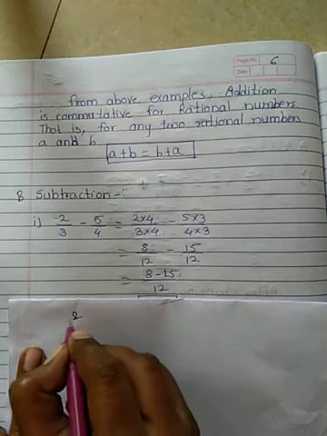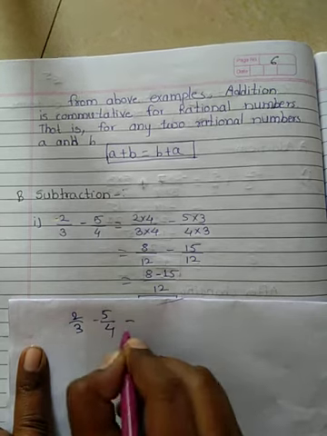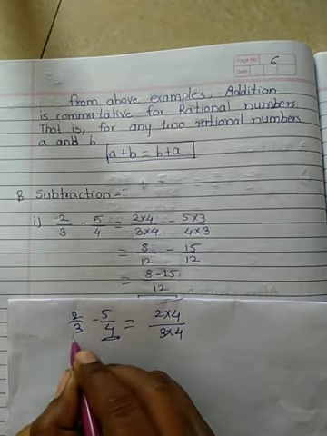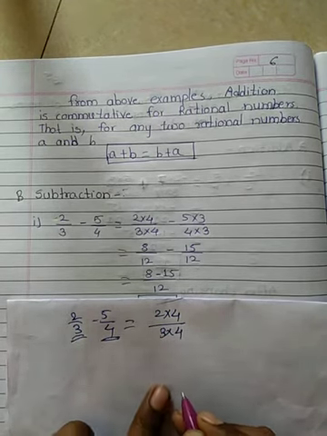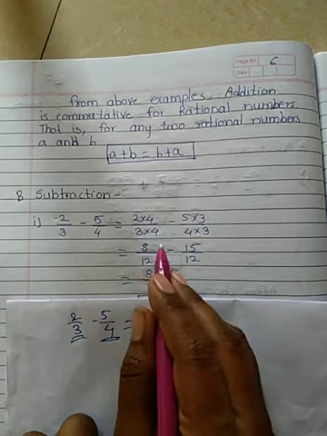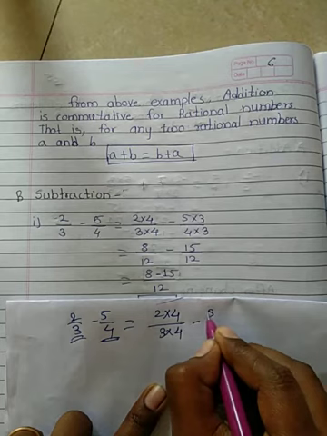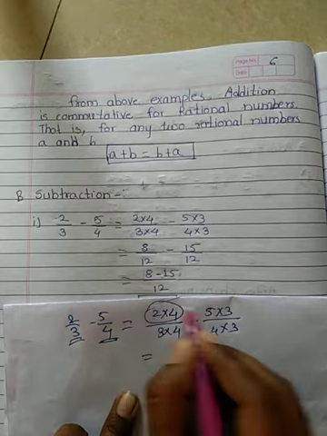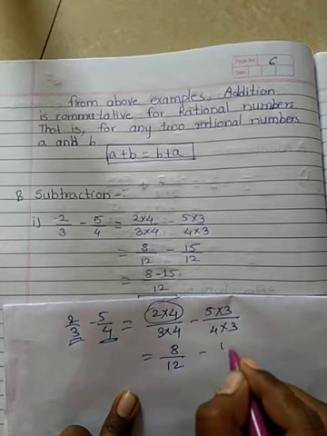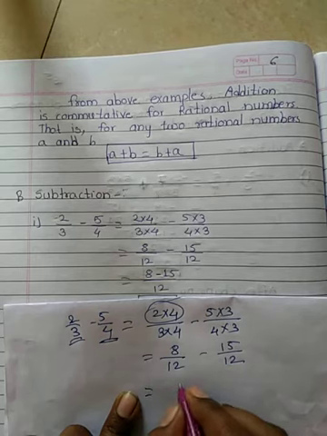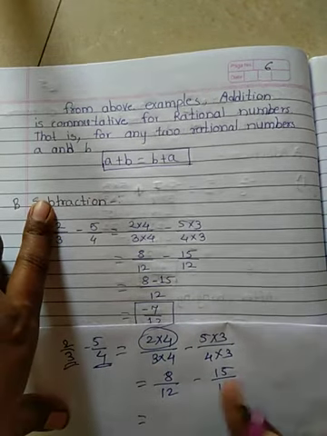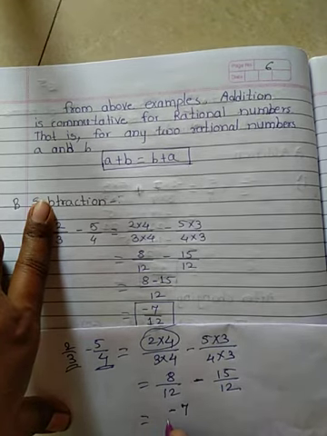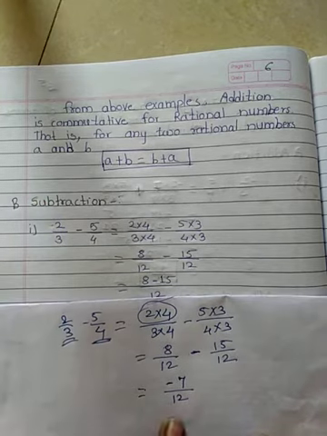See, 2 by 3 minus 5 by 4. Okay, 2 into 4 divided by 3 into 4. Why? Because 3 and 4 don't have a common factor, so we can directly multiply 3 by 4 and 4 by 3. So 3 into 5 into 3, 4 into 3. Now next is 8 divided by 12 minus 15 divided by 12. Okay, the answer will be 8 minus 15, which is 7, and the sign of the greater number, that is 15, so minus 7 by 12 is the answer.